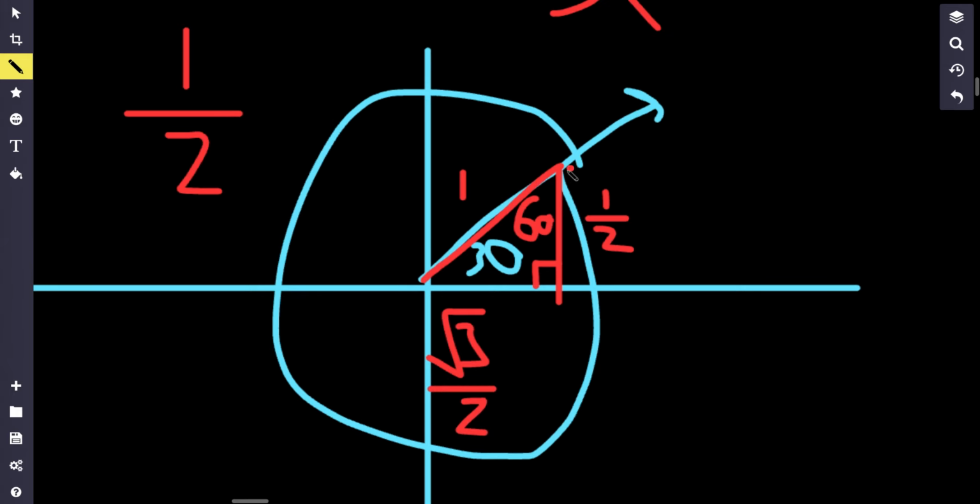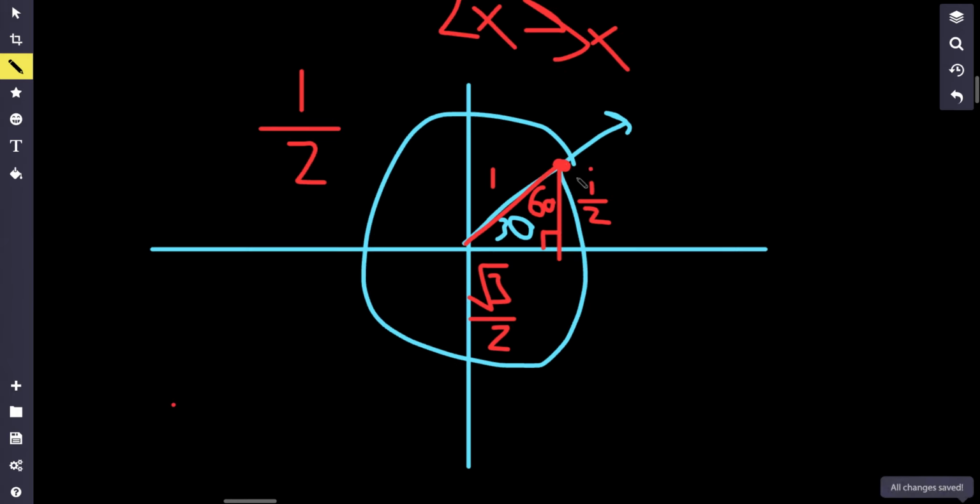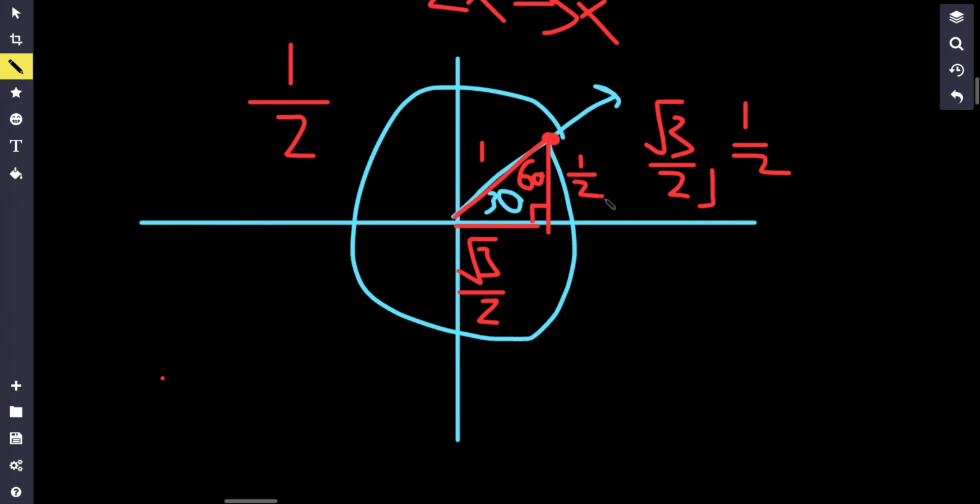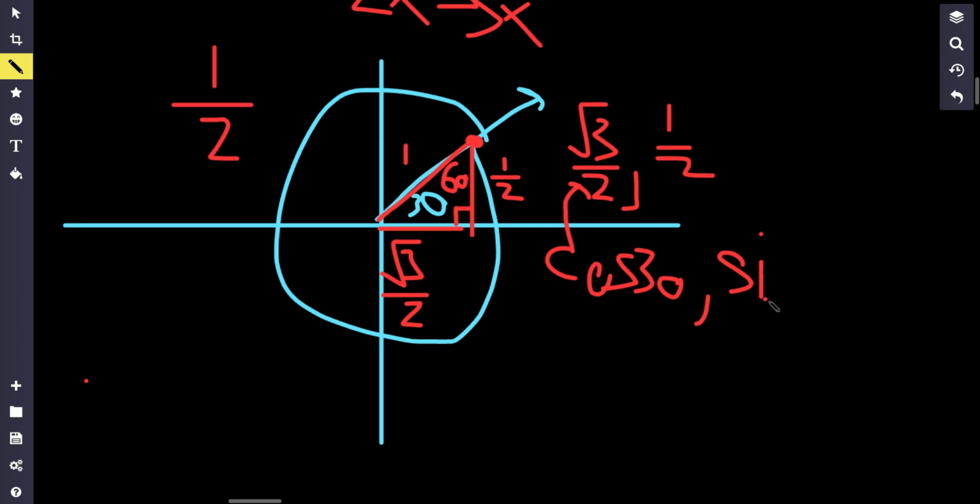That means that the coordinate of this point right over here is going to be equal to the x value, which is radical 3 over 2, comma, 1/2. And that means that cosine of 30 degrees is equal to radical 3 over 2, and sine of 30 degrees is going to be equal to 1/2, right?